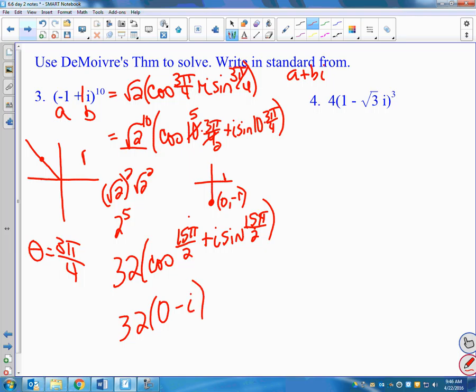This might be my favorite problem, because you work this out, and 32 times 0 is just 0, and you just get negative 32i, which means if you took this out 10 times and FOIL'd it all out, everything would cancel but negative 32i. Because you have to distribute this to both of them, right? So this subtraction. If it was just 0i, you're right, it would be different, but it's subtraction.